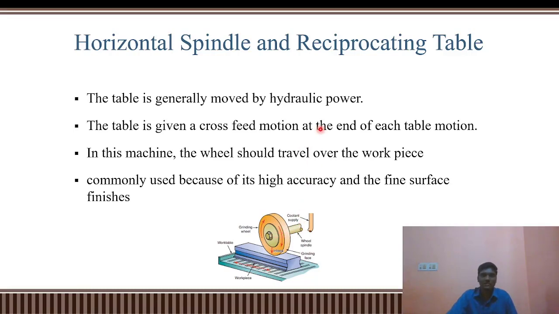That means the grinding wheel is involved in up and down movement, and the workpiece is involved in longitudinal movement. By giving a mutual longitudinal movement and a slight lateral movement to the table, we could result in the metal removal. And this is the most commonly used machine in all the workshops because it gives high accuracy and fine surface finish. And this work table is generally moved by hydraulic power, we all know that.